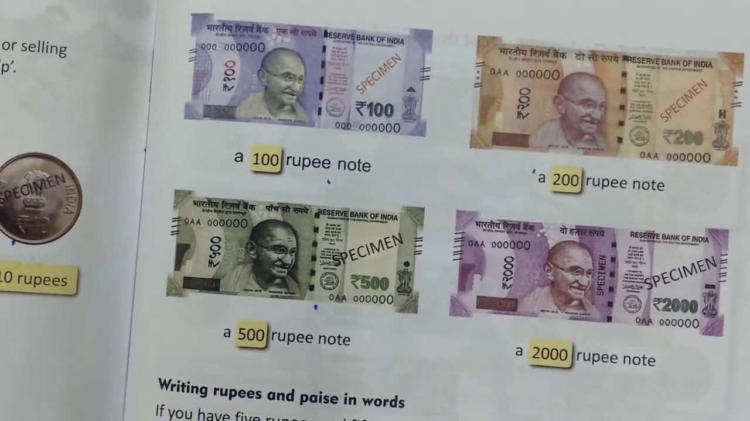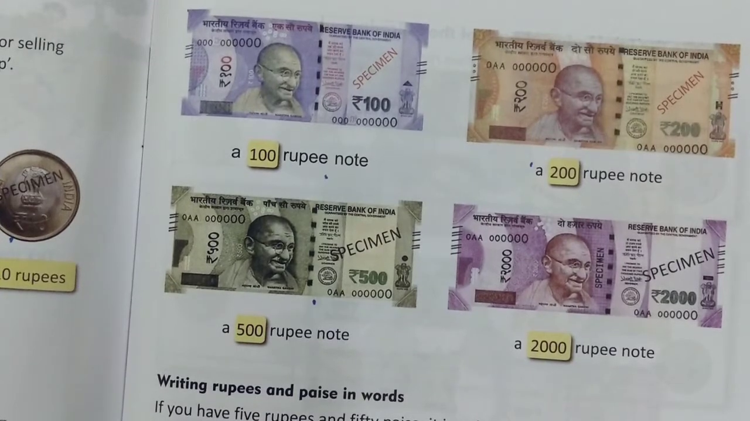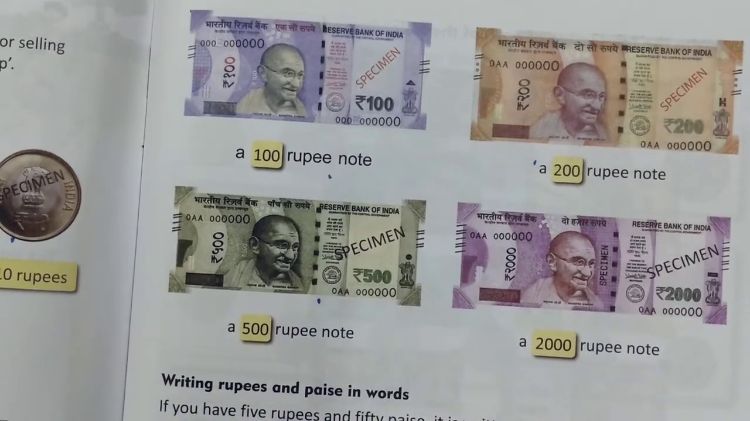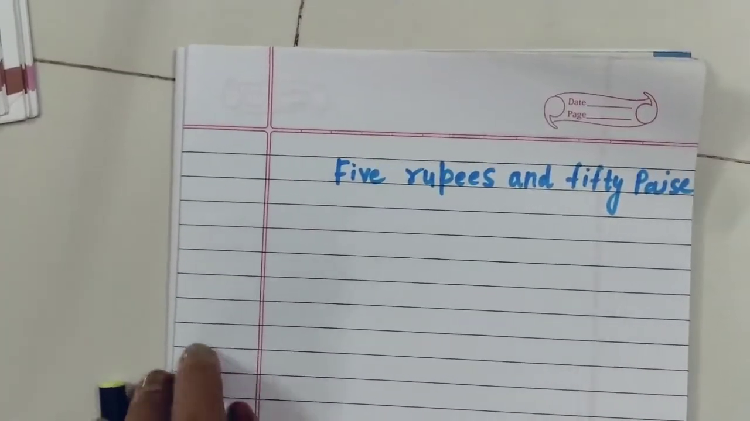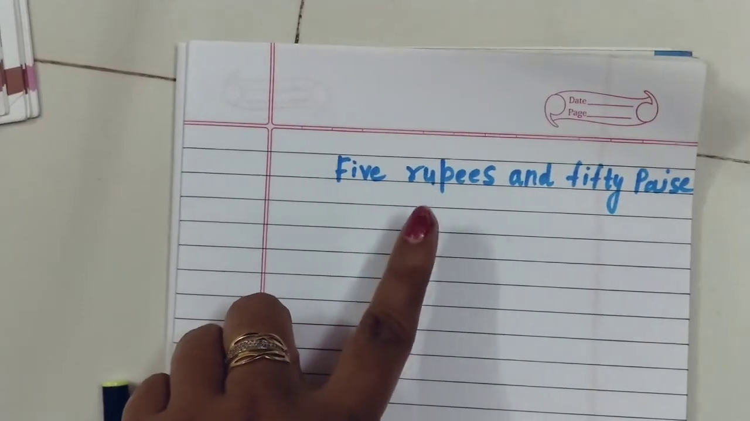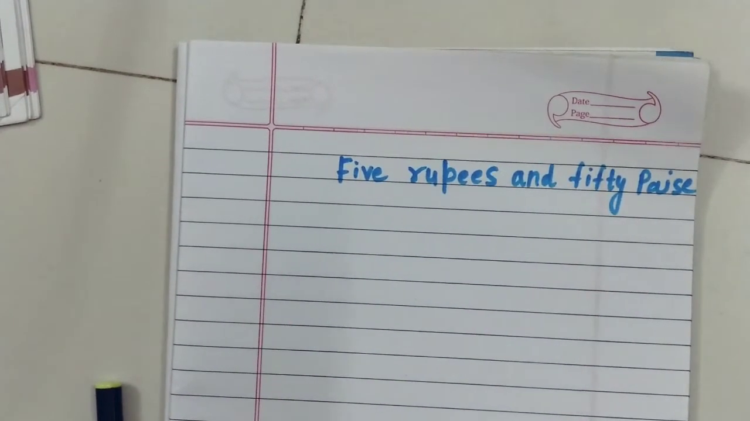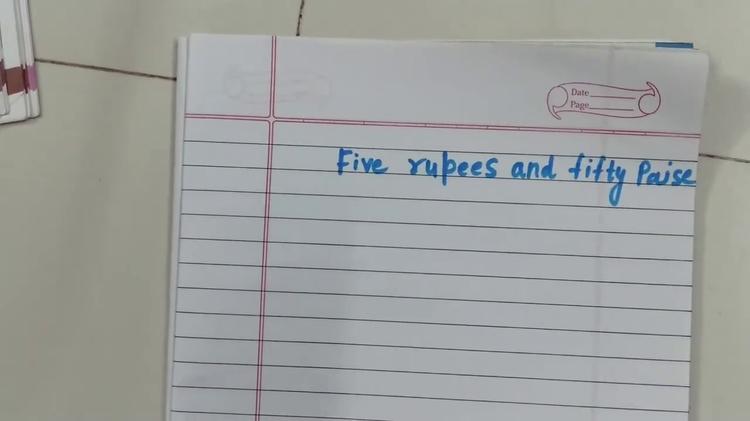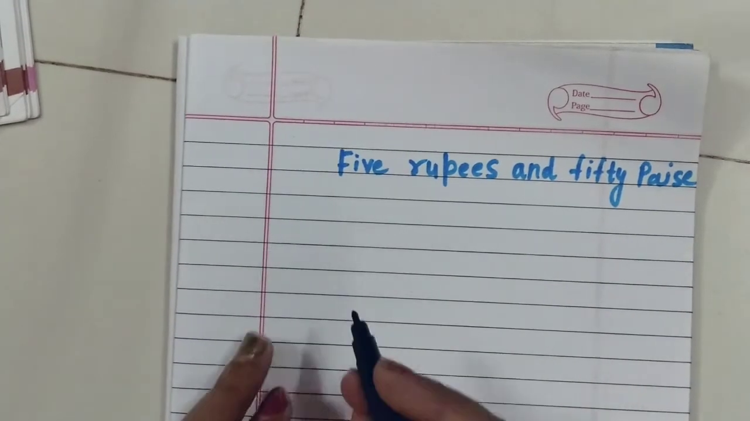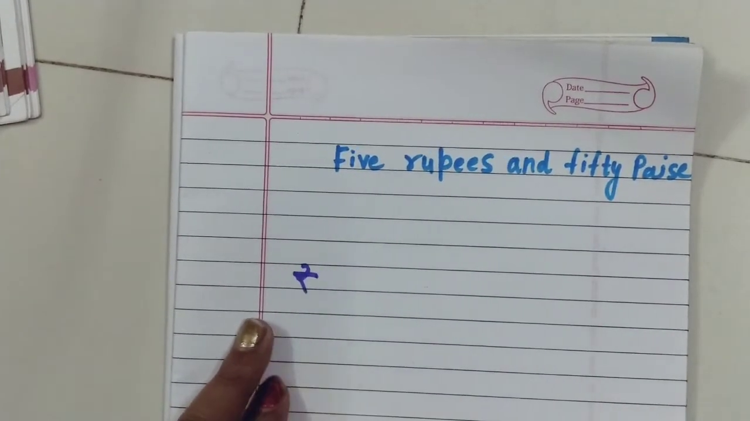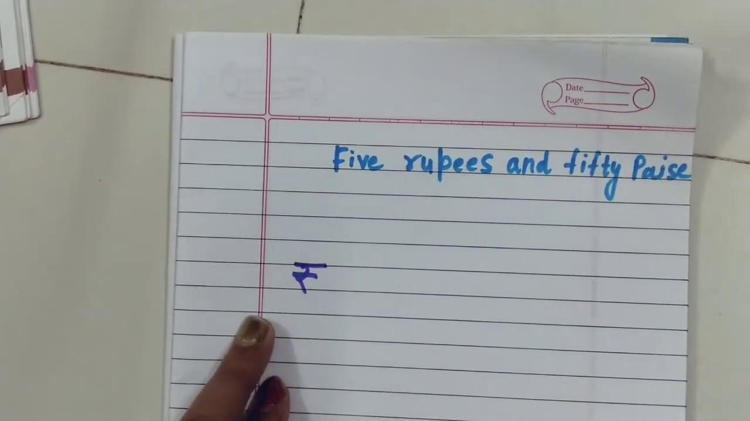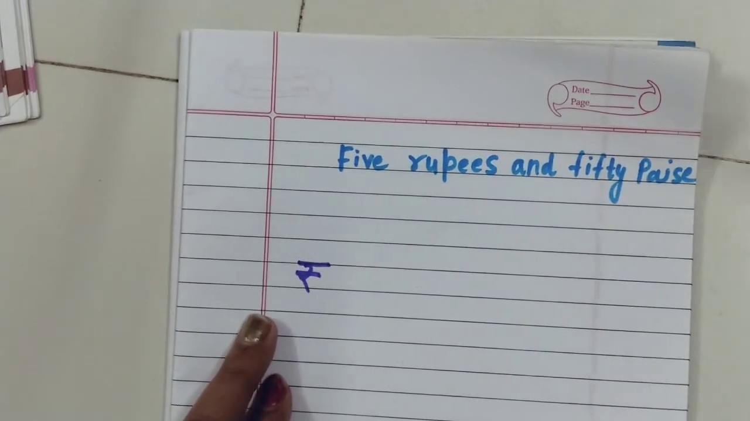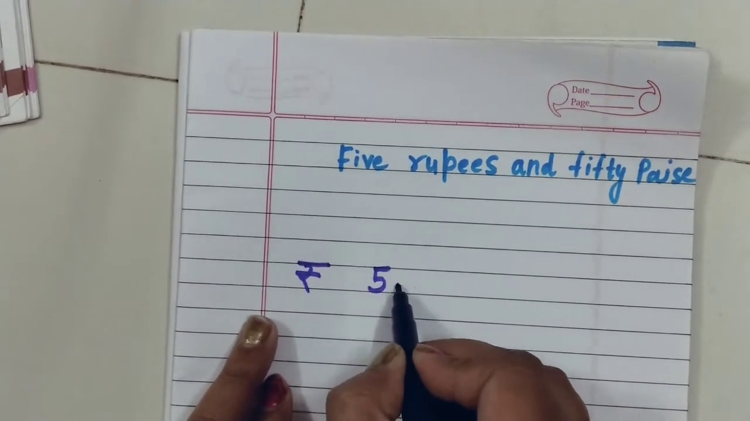Now we have to learn how we write paise and rupees. Okay, so children, if we have 5 rupees and 50 paise, how can we write it? We have to write it like this only. Here this is the symbol of rupees. This denotes that it is rupees. Now 5.50.